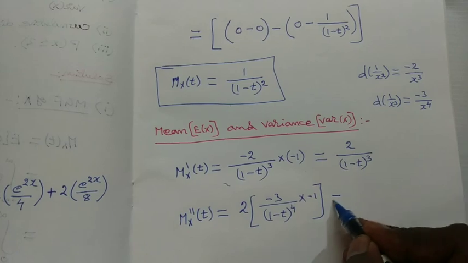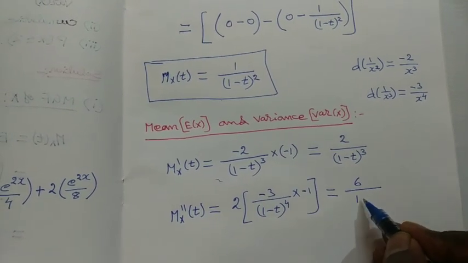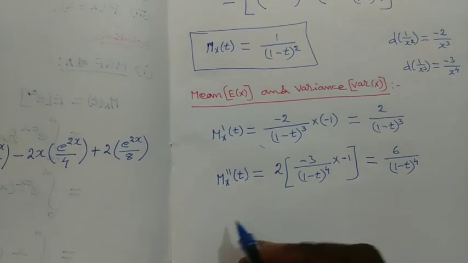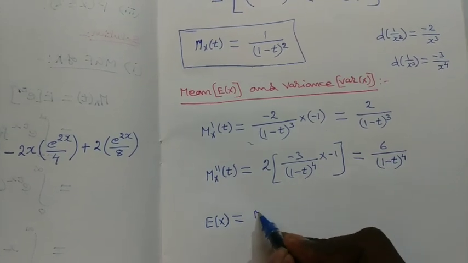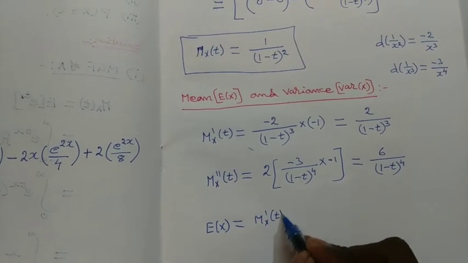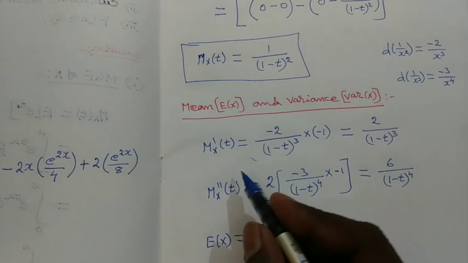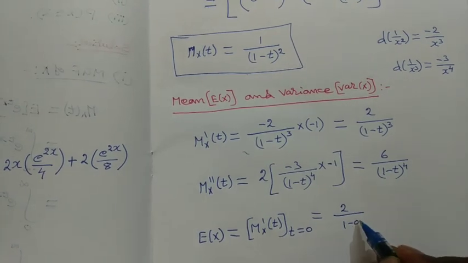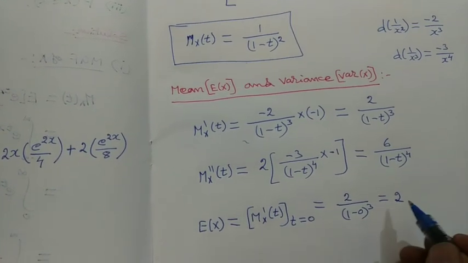Okay, so now further simplification, minus into minus plus, 3 into 2, 6 by 1 minus t power 4. Okay, already I told you E of x is the first derivative, put t equal to 0. So this is the first derivative, put t equal to 0, 2 by 1 minus 0 the whole cube. So that it is 2.